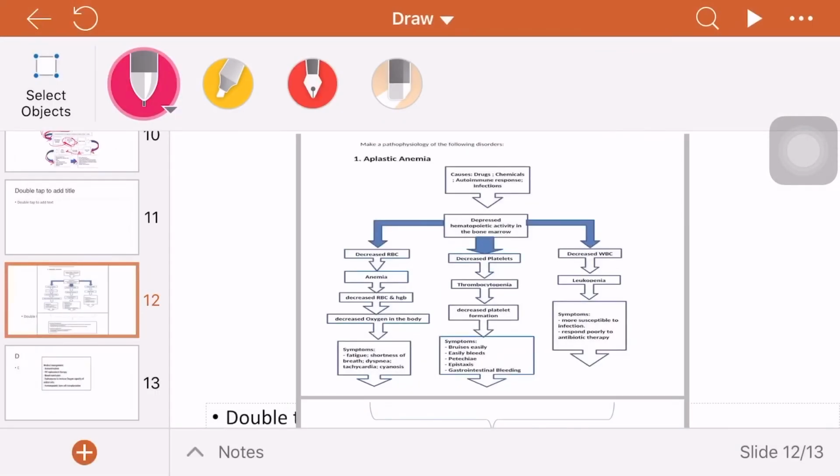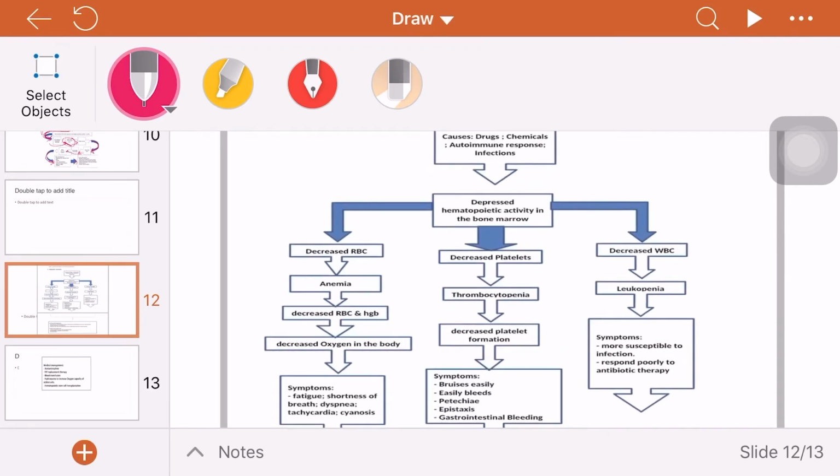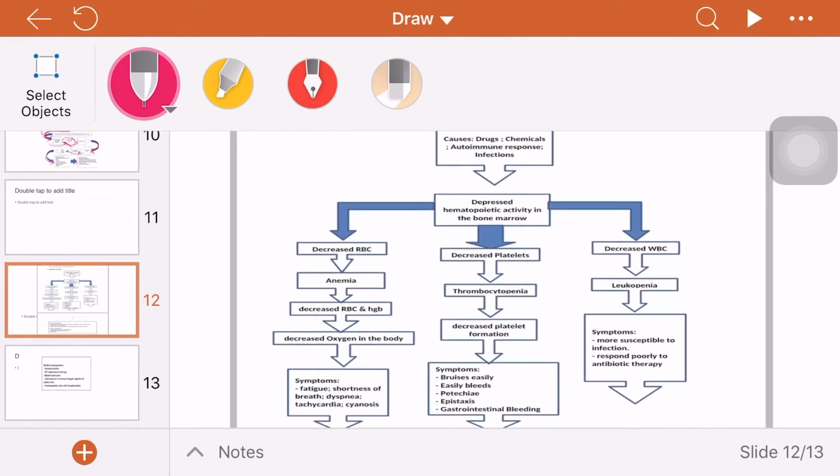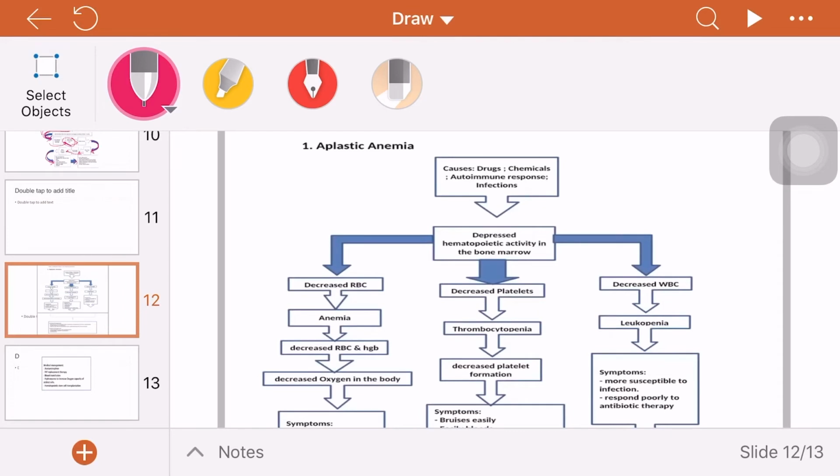In making a pathophysiology as well, just to add, you can also add more arrows if you need to, depending on the disease process. For example, in aplastic anemia, it doesn't mean you make just one arrow, because it would become complicated. So you can vary it. For example, for aplastic anemia, the precipitating factors are intoxication with drugs and chemicals, autoimmune response, and infection. So they can trigger the onset of the problem.